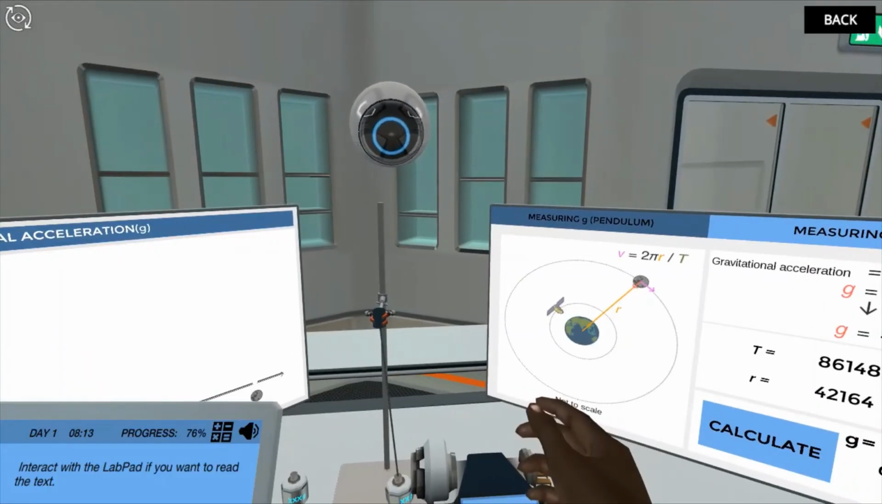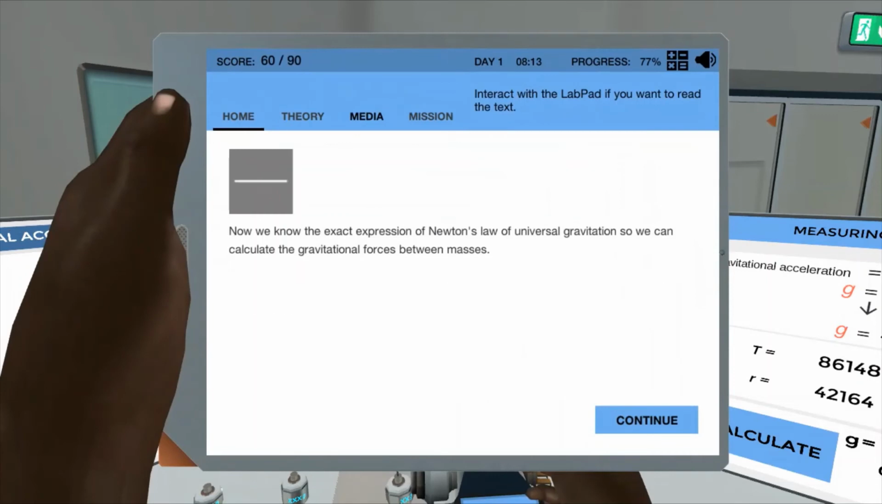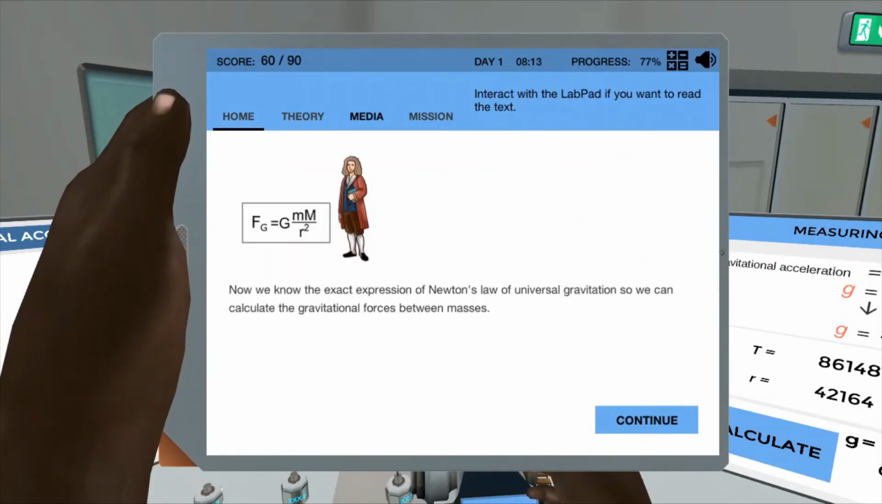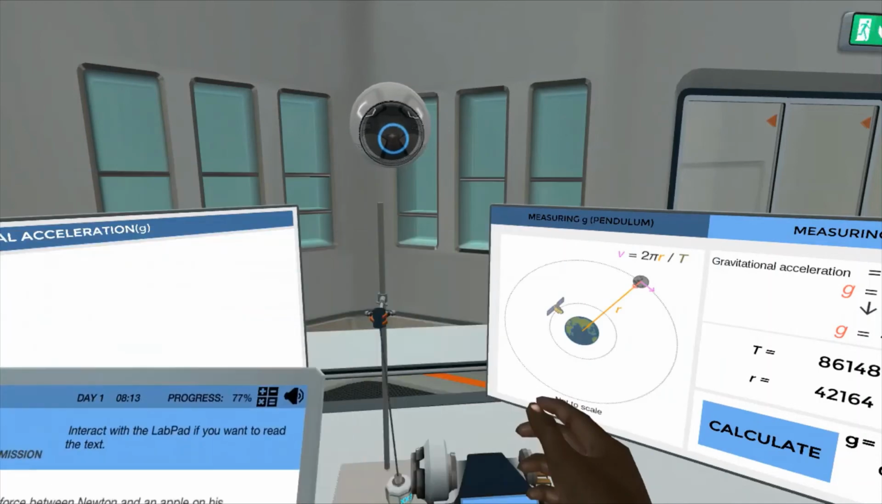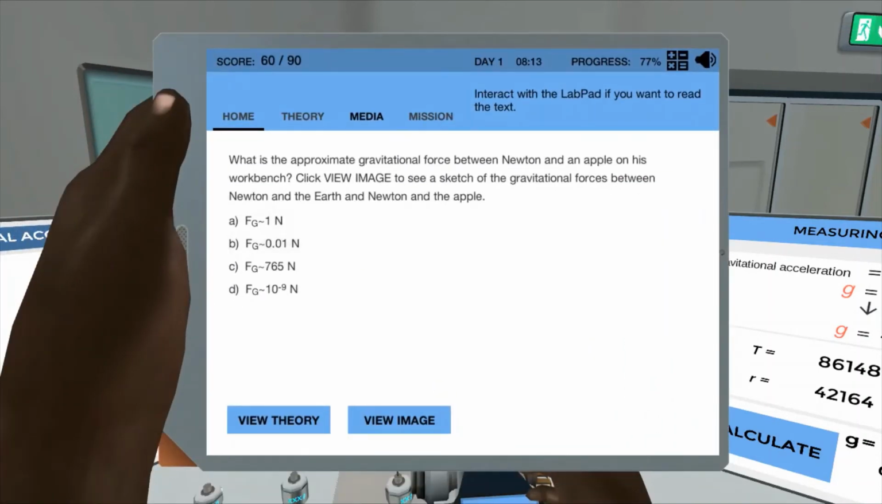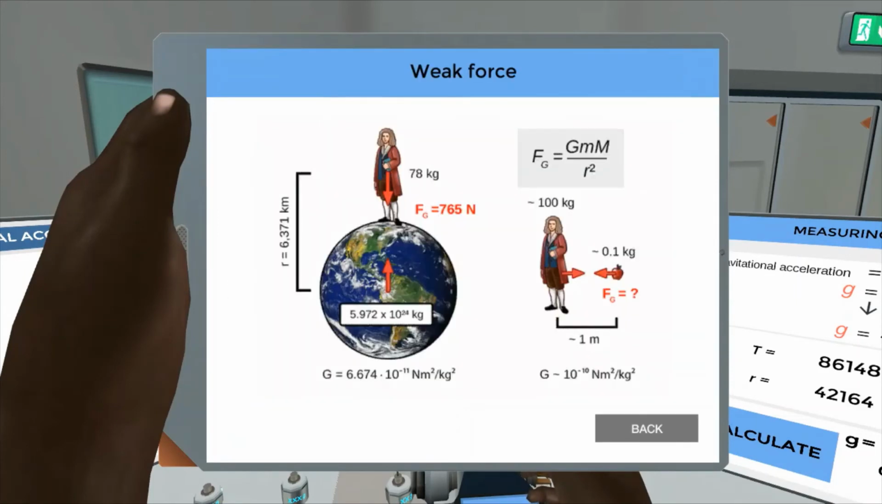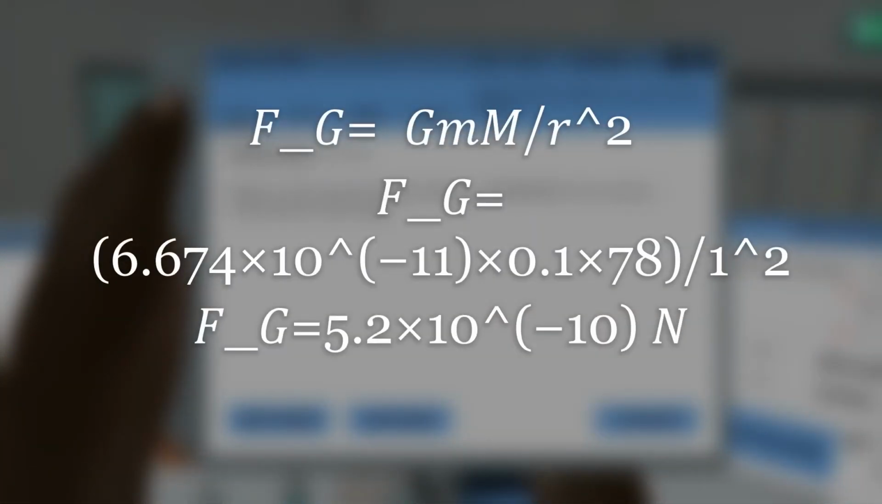Newton concluded that the gravitational force between two objects is equal to the constant G times the masses divided by r squared, where G is the gravitational constant and r is the distance between the two objects. What is the gravitational force between Newton and the apple? Using the law of gravitational force and substituting the values, the resulting gravitational force is 5.2 times 10 to the power of negative 10.